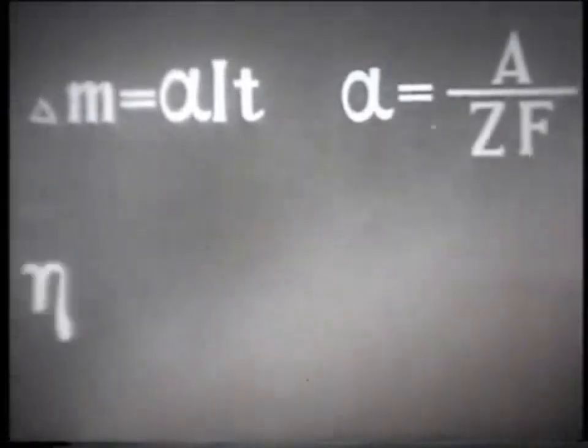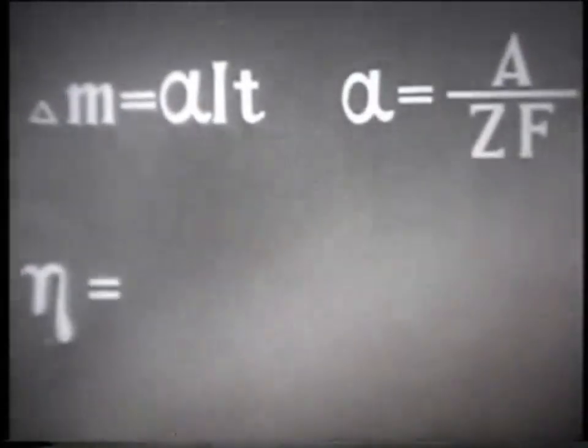To account for the effect of adverse reactions, the concept of current efficiency is introduced. The current efficiency shows how much of the passed electricity is spent on the main dissolution reaction. This value is determined by the ratio of the amount of practically dissolved substance to the calculated one.